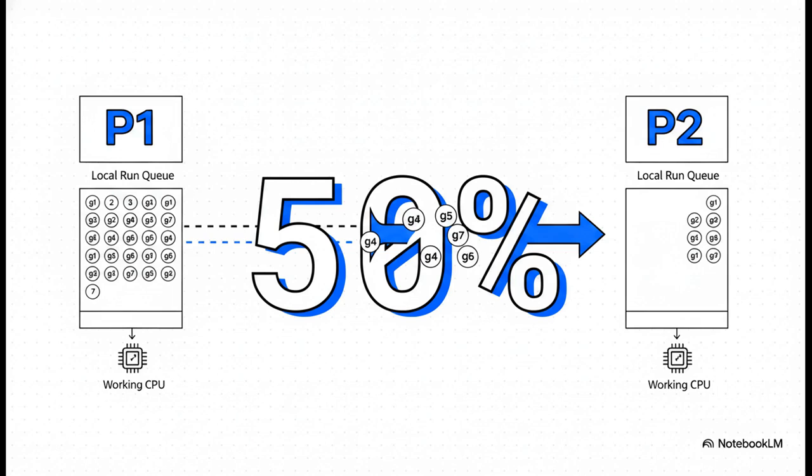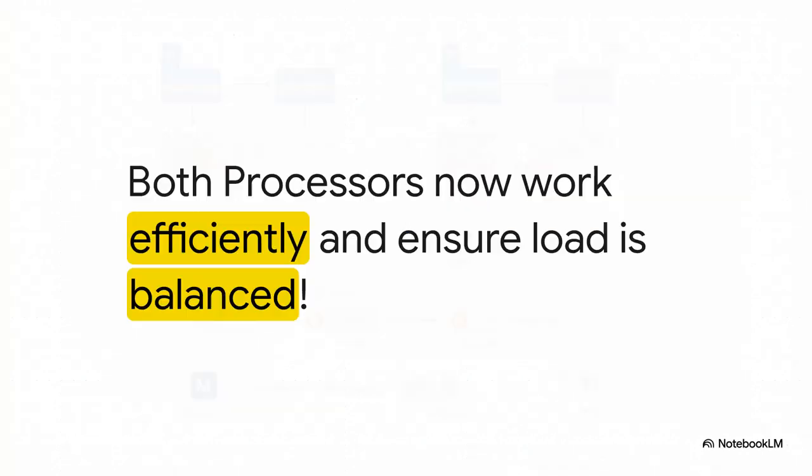So why exactly 50%? Well, by grabbing half the load in a single swoop, it instantly balances the system. It totally prevents this chaotic ping-pong effect where it would constantly need to go back and steal more microseconds later. And just like that, the system achieves true scheduler fairness. Both processors are now working efficiently, which completely prevents one massive queue from monopolizing the whole system.